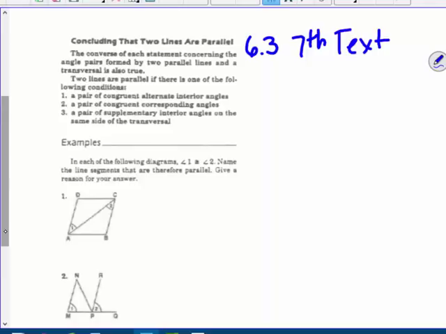So when you take the converse of that, you're not told that they're parallel lines, but you can conclude they're parallel if one of the following conditions occurs. A pair of congruent alternate interior angles, a pair of congruent corresponding angles, or a pair of supplementary interior angles on the same side of the transversal. Then you can conclude that the lines must be parallel. That's the converse of what we did yesterday. Yesterday we were told they were parallel, therefore, these are all congruent angles.